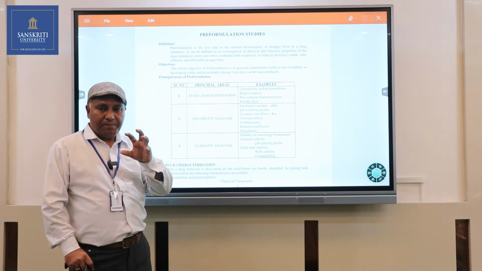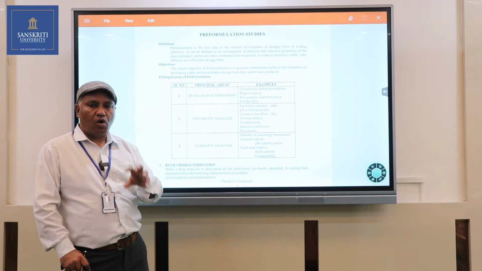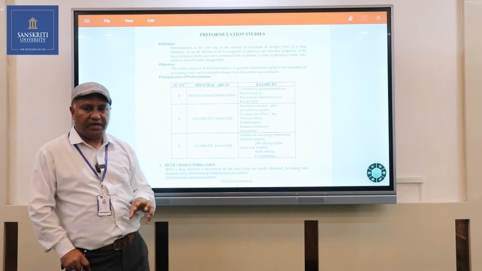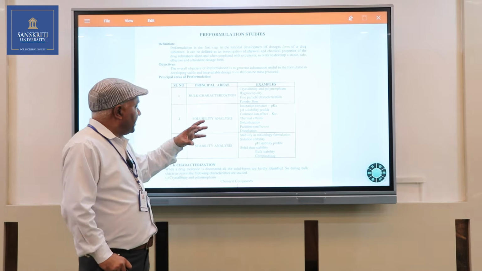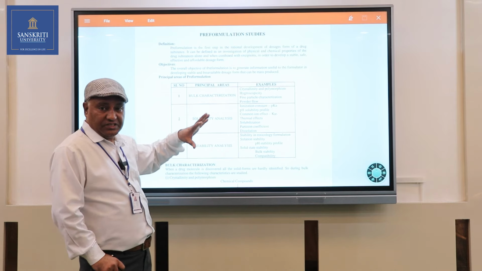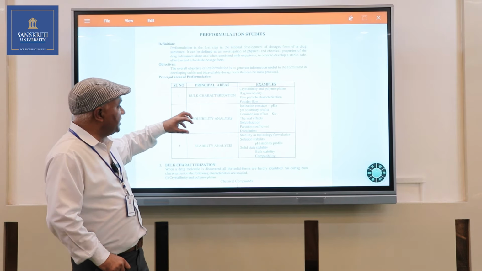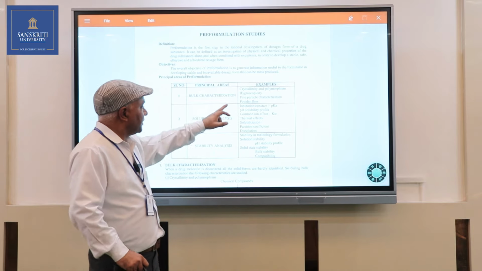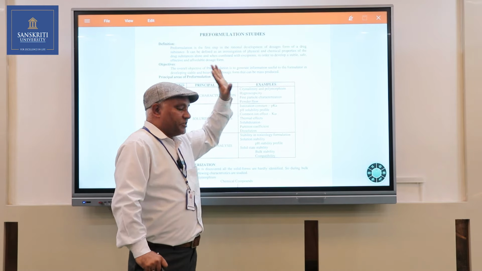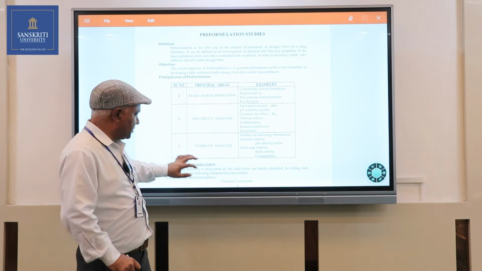So this is the basic mechanism of solubility enhancement in the case of solid dispersions. That is how the solubility is basically expected to be increased in the solid dispersion technique. This is the basic process.